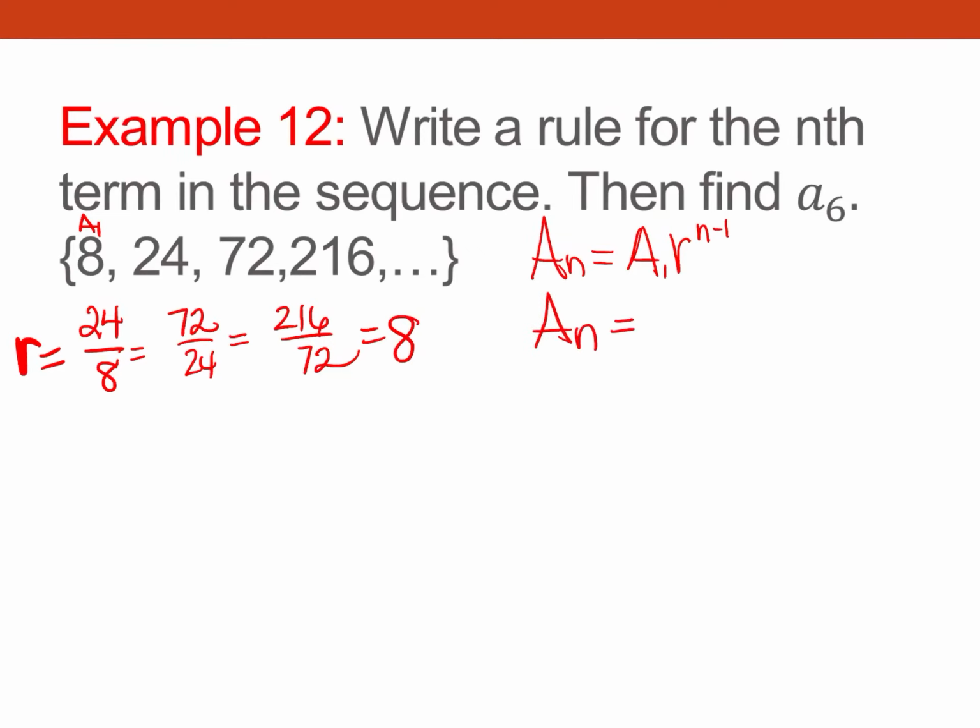So our formula goes, A1 we said was 8, our first term, and our common ratio, it's not 8, is it? When I do this, that's a 3. So we'll put a 3 in there. And this is going to be 3 to the n minus 1.